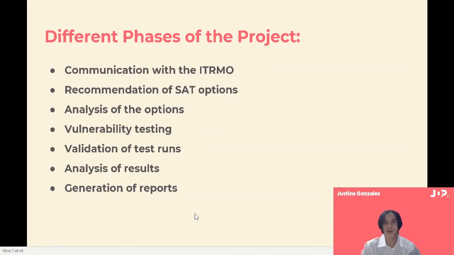To achieve this goal, the project will also undergo the following steps: communication with the ITRMO to establish software preferences, the recommendation of open source and commercial SAT software options to ITRMO, analysis of the options based on software functionalities and compliance with the OWASP checklist and the Data Privacy Act of 2012, vulnerability testing done with the chosen software options, validation of test runs, analysis of results, and generation of reports.